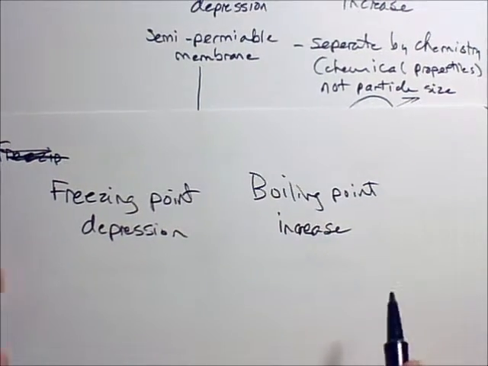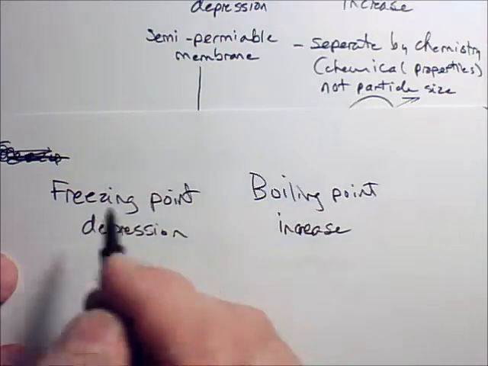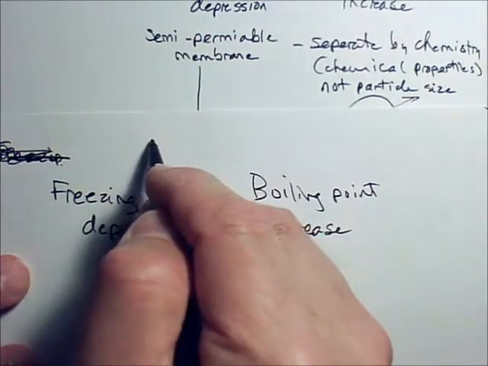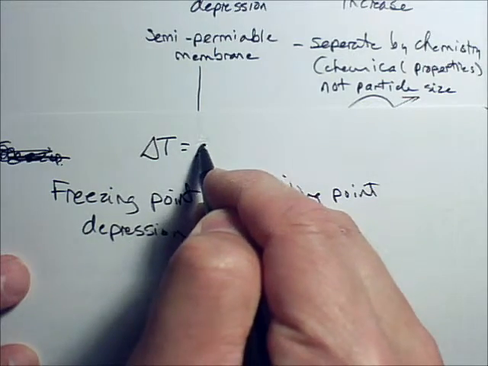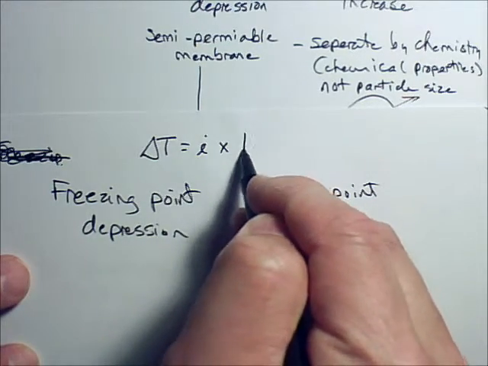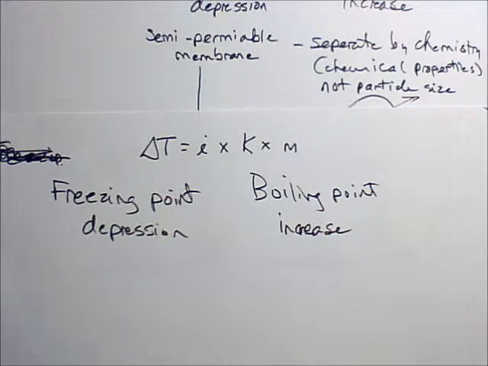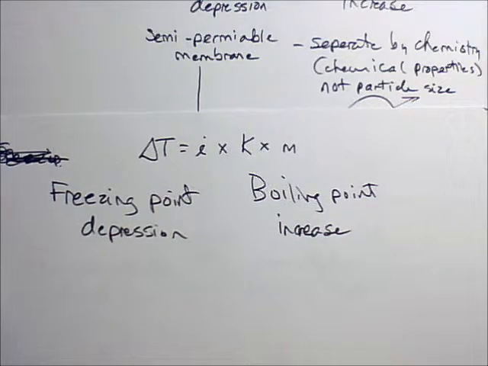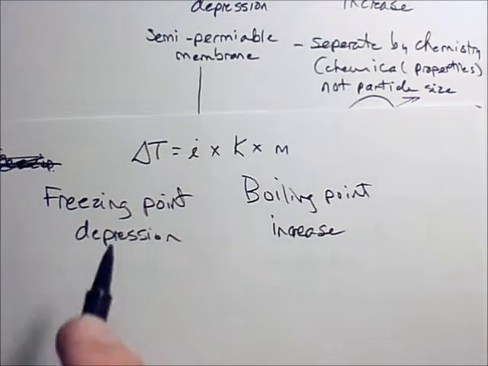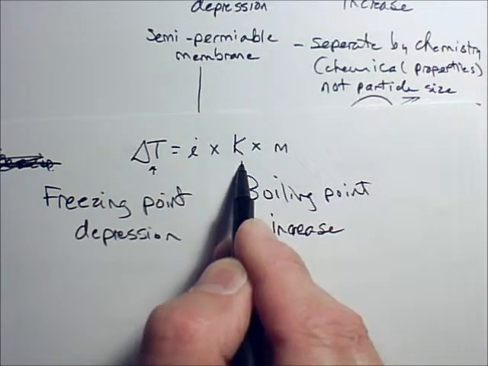I know, I'm having trouble today, aren't I? Okay. All right, I need to slow down a little bit. They both use the same basic equation. Delta T equals I K m. The difference is here and here.